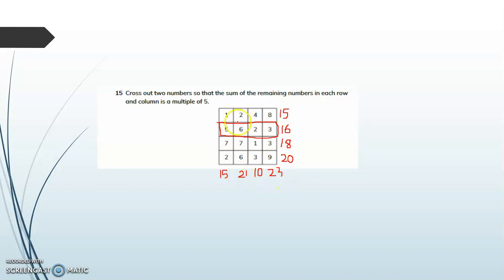So, let us start with this. For each row and column, we look at where they intersect. Let us see if we change this, will this be a multiple? If we cross out this number, will we get a multiple of 5 in this row? 5 plus 2 is 7, 7 plus 3 is 10. Now this is a multiple of 5.